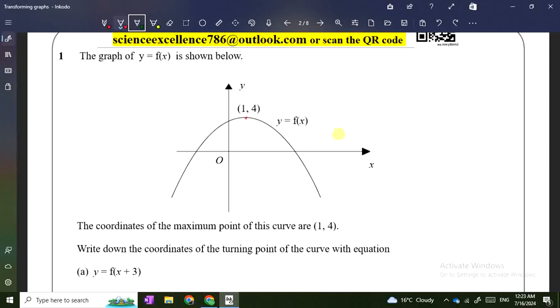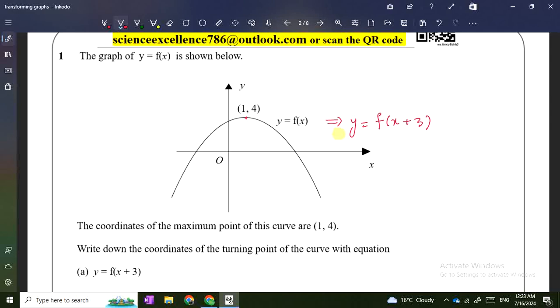And the question is: the coordinates of the maximum point of this curve are (1, 4). Write down the coordinates of the turning point of the curve with the equation y equals f of x plus 3. So the given function is y equals f of x, and the new function is y equals f of x plus 3. We need to write the coordinates of the turning point of this new function.